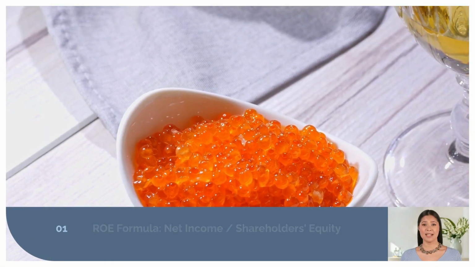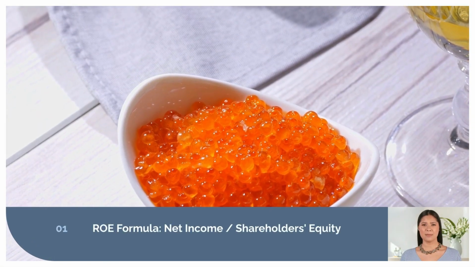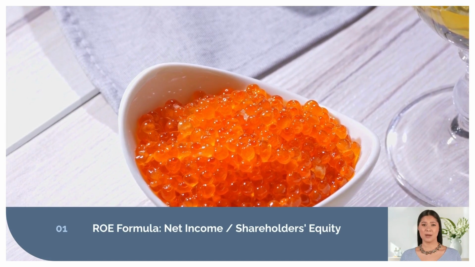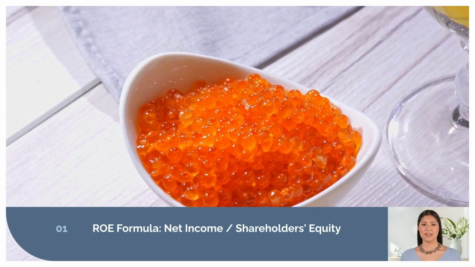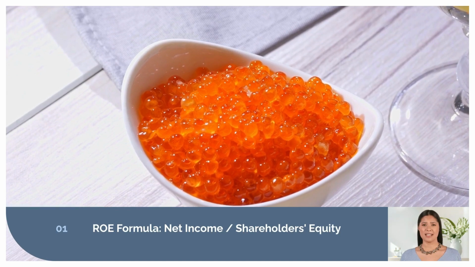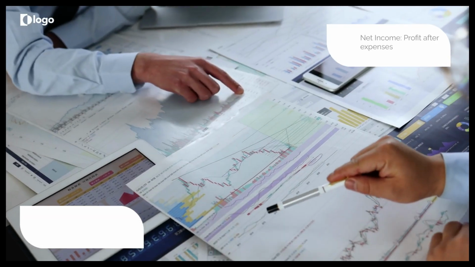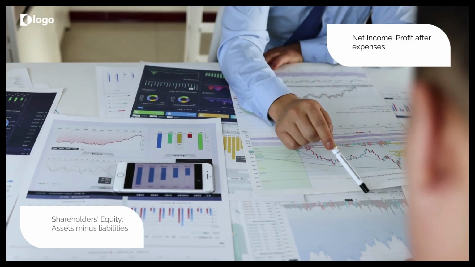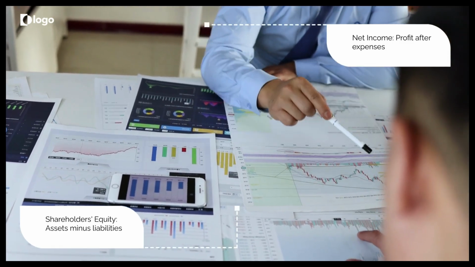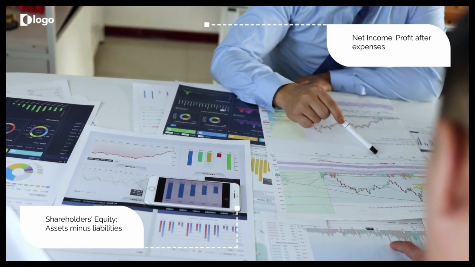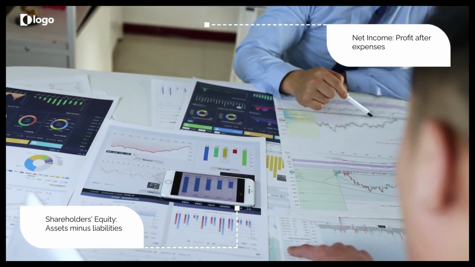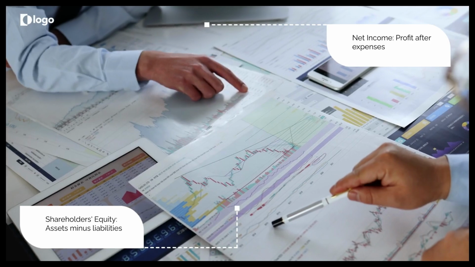The ROE formula is simple: net income divided by shareholders' equity multiplied by 100. This percentage reflects how much profit a company generates with each dollar of equity. Net income is the profit after all expenses, while shareholders' equity is the total assets minus liabilities. Together, they form the backbone of the ROE calculation, offering insights into profitability.